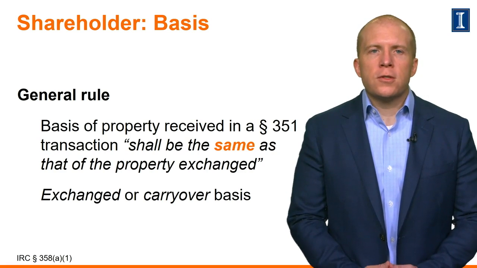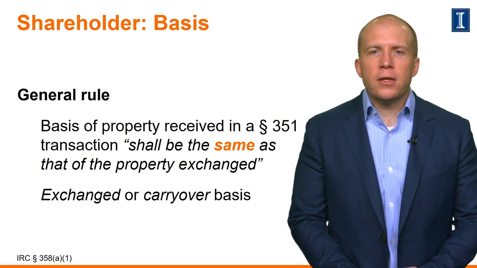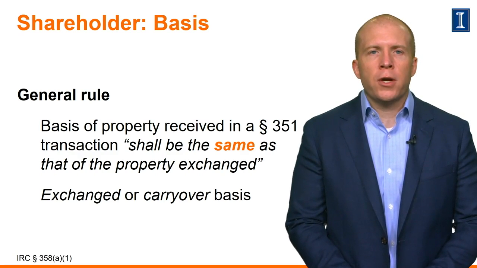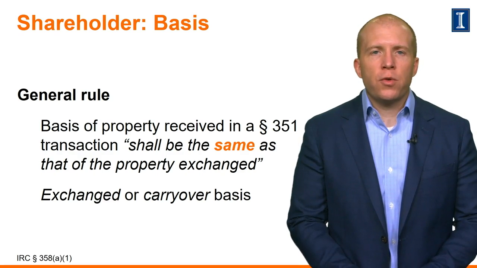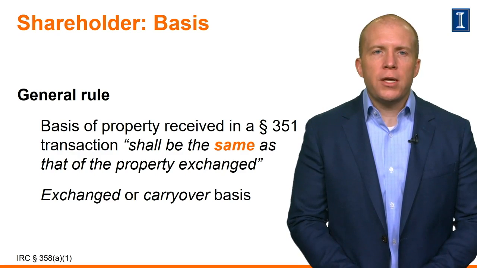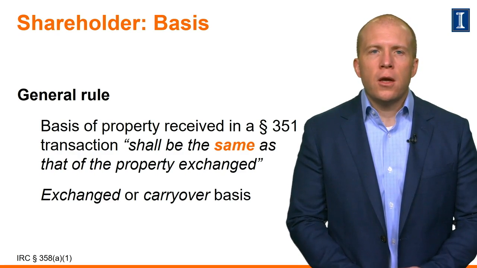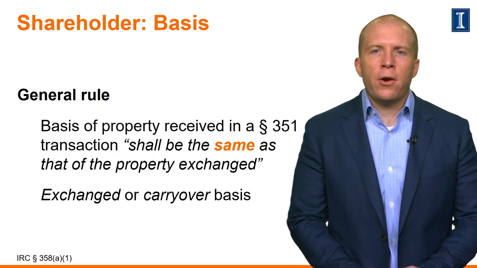Specifically for shareholders, Section 358(a)(1) stipulates that as a general rule, the basis of the property received in a Section 351 transaction shall be the same as that of the property exchanged. That is, the shareholder's basis in the stock received equals the shareholder's basis in the property transferred to the corporation. For example, if an individual transfers property with a basis of $500 to a corporation for stock in a Section 351 exchange, the individual's basis in the stock will be $500. In other words, the basis is exchanged. In practice, this is referred to as exchange basis or carryover basis.